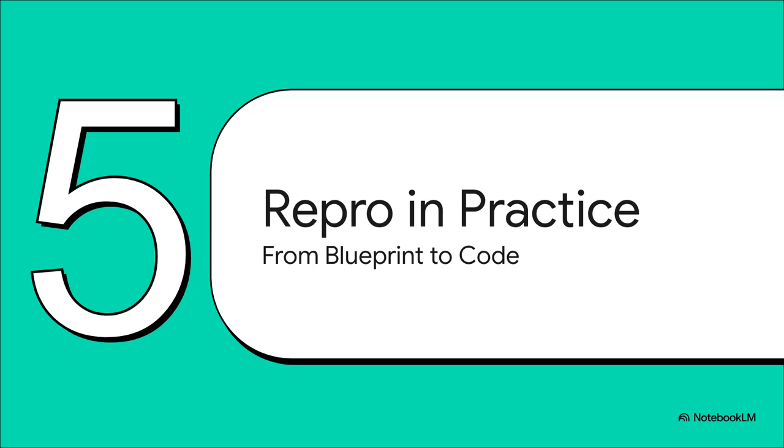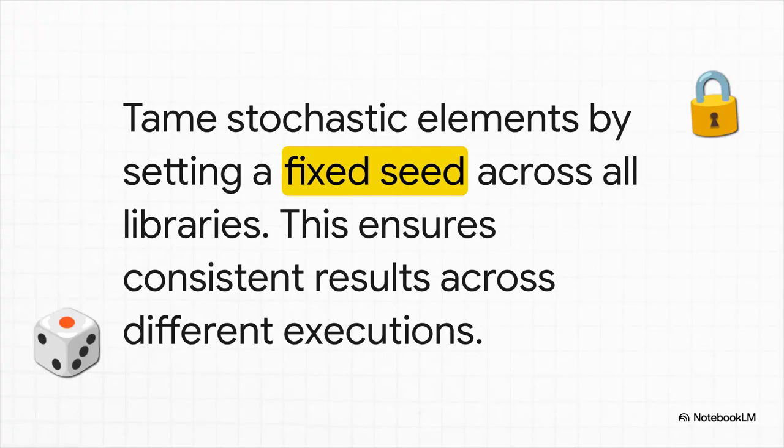All right, let's make this really concrete. We're going to zoom in on a couple of these key steps and look at the actual code that makes it happen. The most common culprit for inconsistent results is randomness. Every time you initialize model weights or shuffle a dataset, things can change. So how do you tame this chaos? You do it by setting a single, fixed number called a random seed.